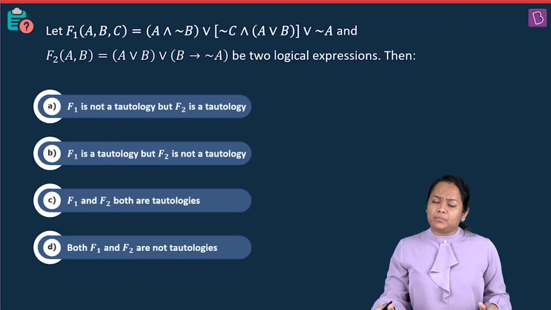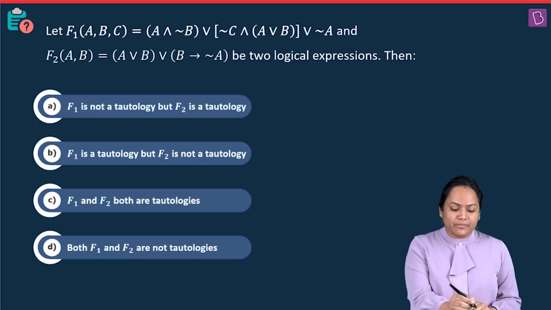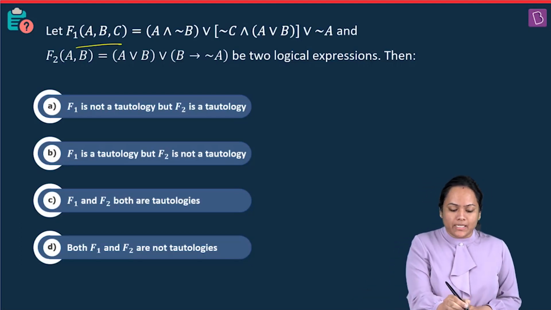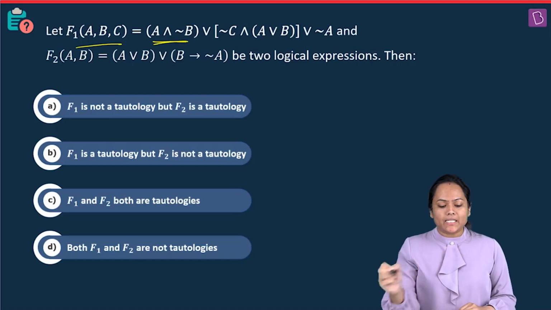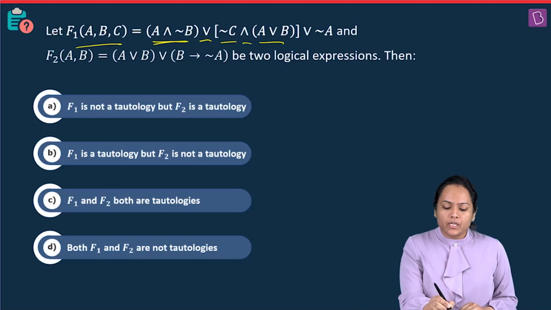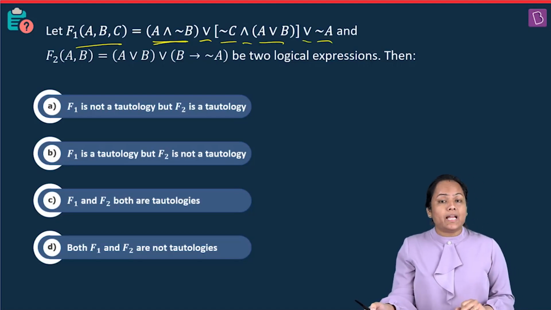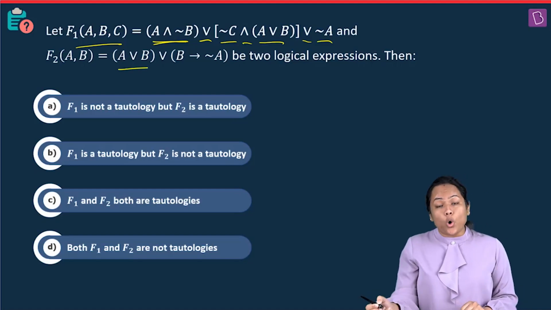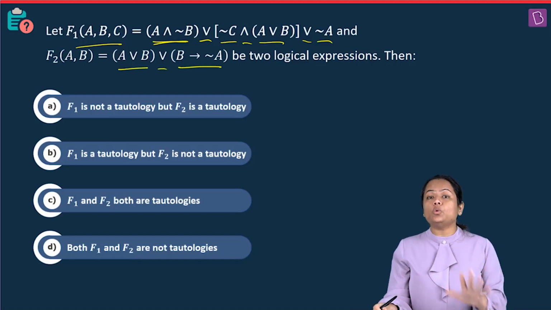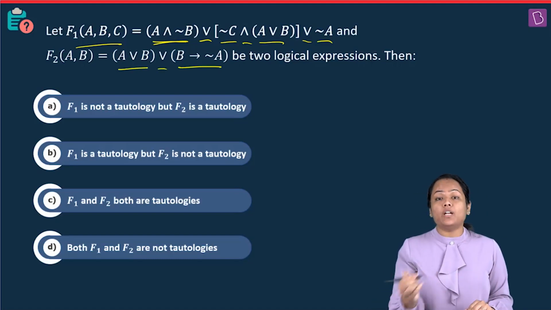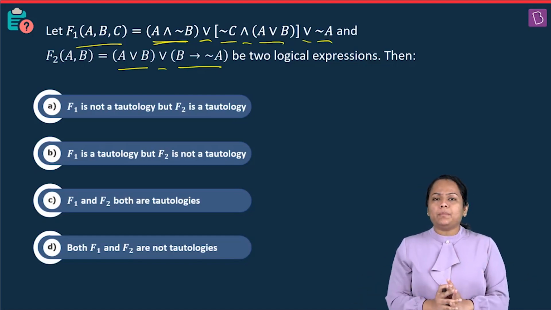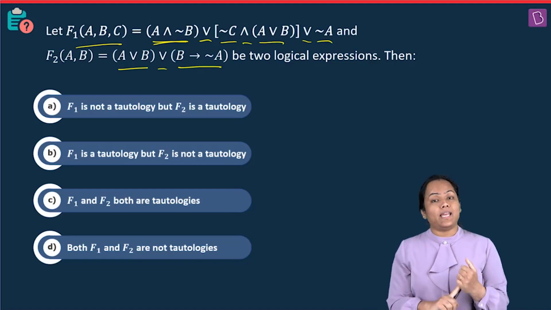Well, the next question is from mathematical logic. The question is saying: let F1, which has three different statements A, B and C, be A and negation of B, or negation of C, and A or B, or negation of A. And similarly, I have F2 as A or B, or B implies negation of A. These are two logical expressions. Then we have to check which one of F1 or F2 is a tautology, or maybe both of them are tautologies. That means I have to simplify F1 as well as F2.